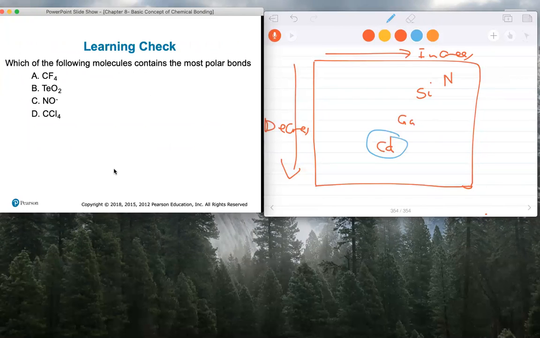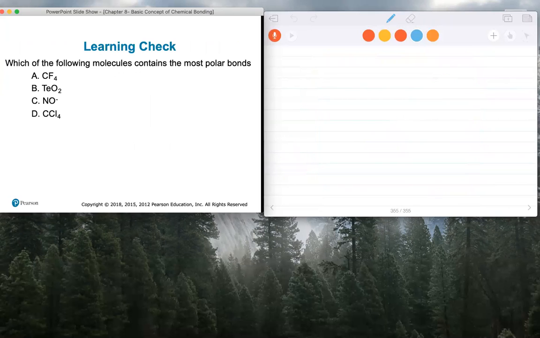Let's see, which one of the following molecules contains the most polar bond? The most polar bond. Use the periodic table and state which one will have the highest or most polar bond. Which one has the most polar bond?